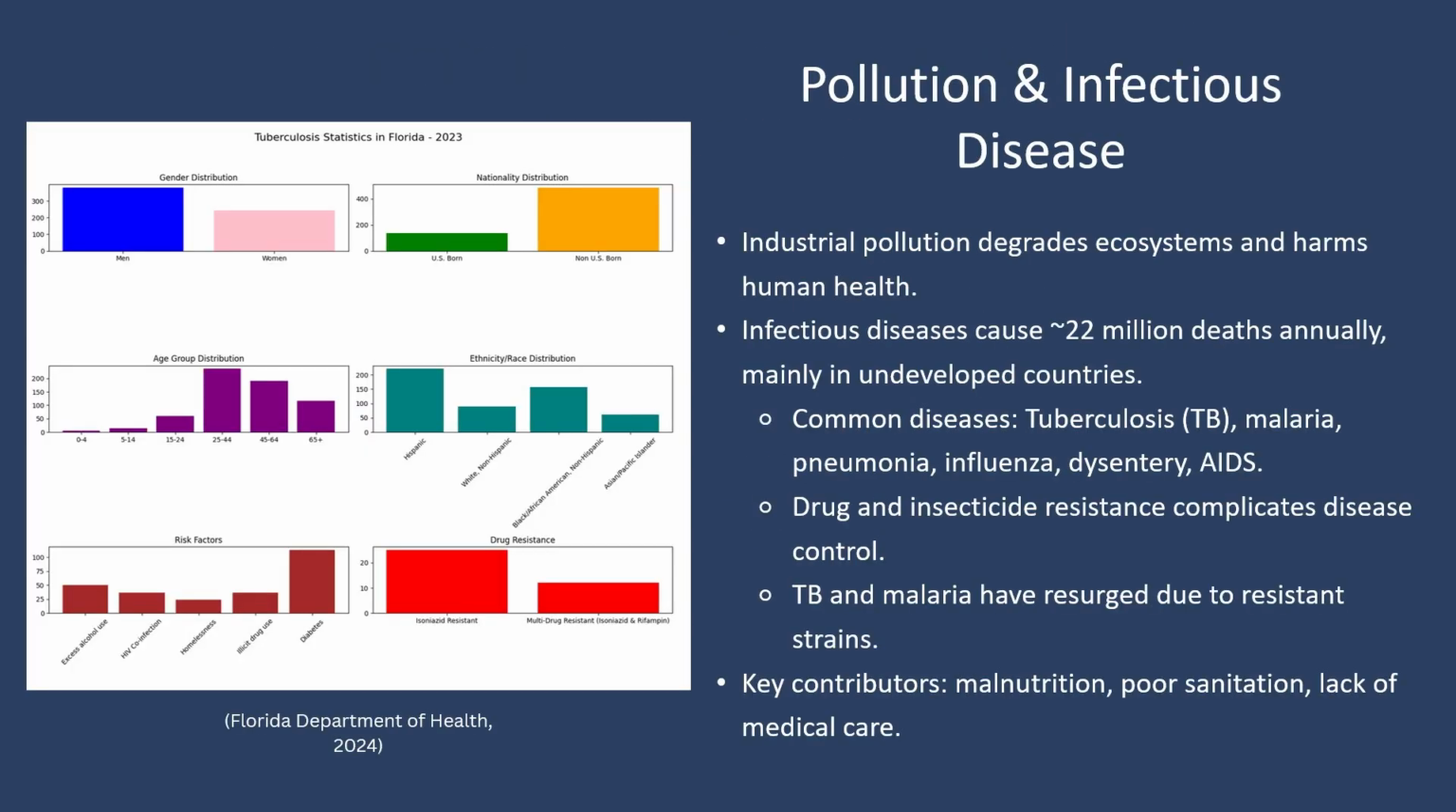Industrial pollution harms ecosystems and human health. Meanwhile, infectious diseases still cause millions of deaths annually, especially where there's malnutrition, poor sanitation, and limited care. Diseases like tuberculosis, malaria, influenza, dysentery, and AIDS remain persistent, and drug and insecticide resistance can complicate controls and drive a resurgence in those diseases.